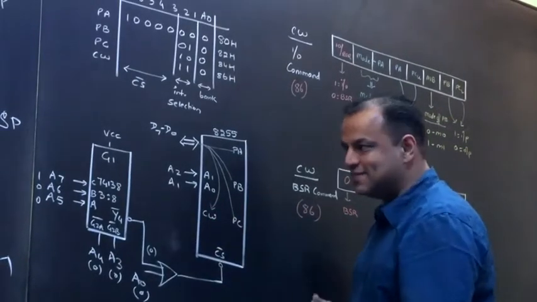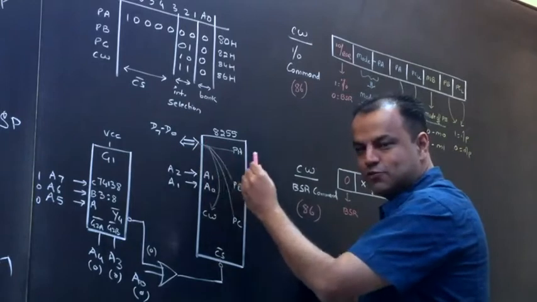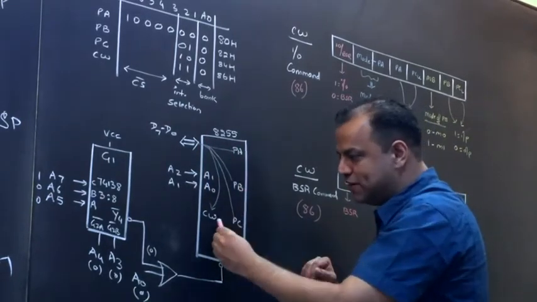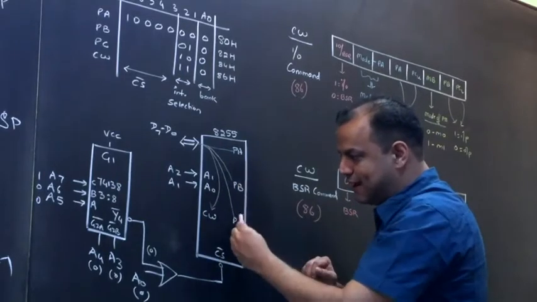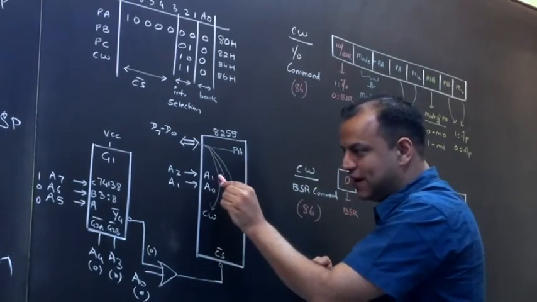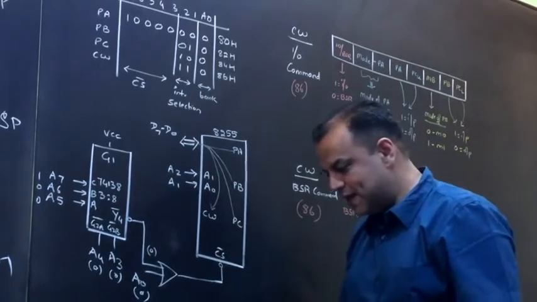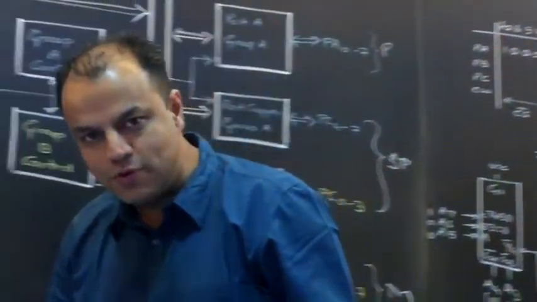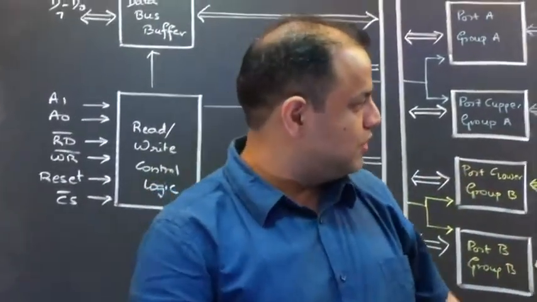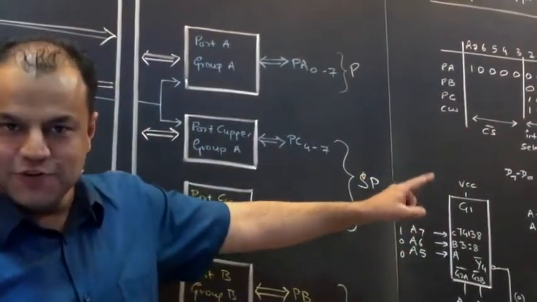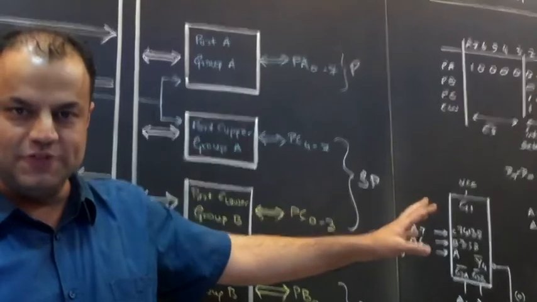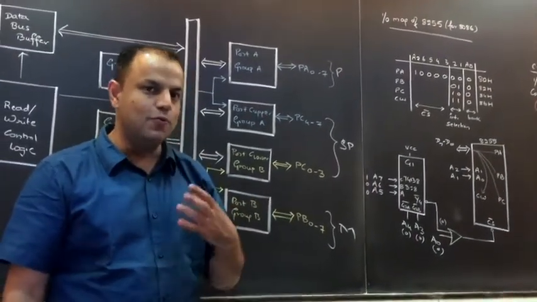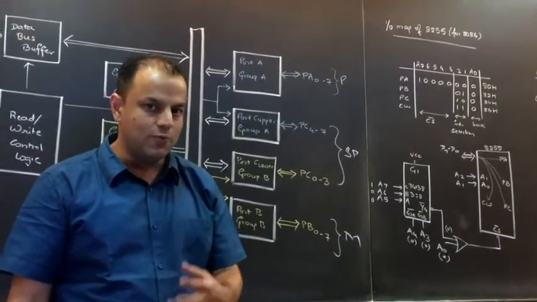So what do you understand? Anything that comes in through the data bus has 4 places to go. Now who decides where it will go? That is decided by these 2 lines, A1 and A0. A1 and A0 first of all are 2 lines. 2 lines will give you how many options? 4. So if A1, A0 are 0, 0, port A will be selected. If they are 0, 1, port B will be selected. 1, 0, port C, 1, 1, control word.